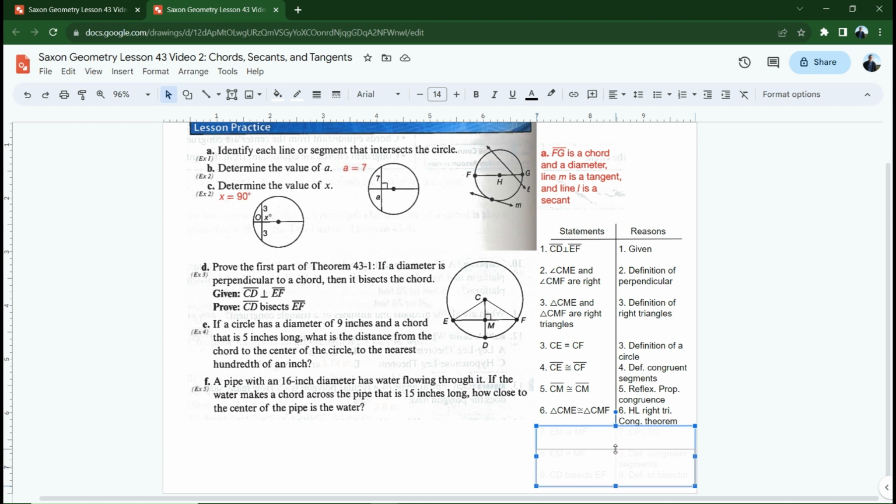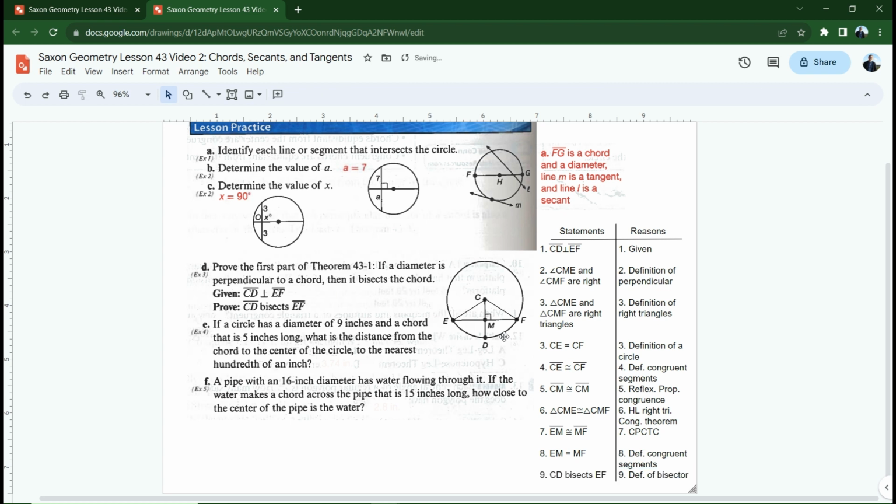What else can I say? I could say that EM is congruent to MF. That is corresponding parts of congruent triangles are congruent. And then I can say that EM equals MF. The definition of congruent segments tells me that if I have congruent segments, then the measures of those segments are equal, and then that's the definition of a bisector. A bisector splits something into two equal parts. A segment bisector splits a segment into two congruent parts.